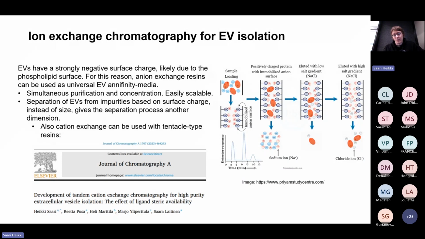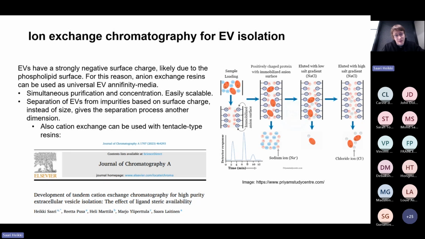EVs have a very strongly negative surface charge. I think it's because of the phospholipid surface. And because of this, anion exchange can be used as a pretty much universal EV affinity media to purify EVs. Ion exchange is very useful in the sense that at the same time it can remove a lot of impurities and concentrate EVs, or whatever you're trying to purify, in one single step, and it's very easily scalable. Just get the right sized column. They're not very expensive.